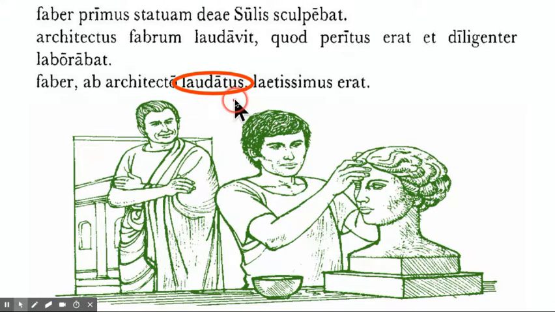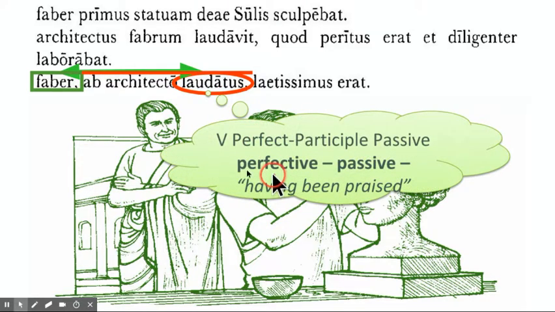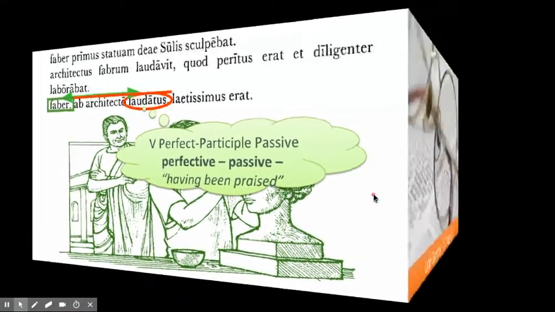Laudatus. Perfect participle, passive, nominative masculine singular, agreeing with faber. The craftsman having been praised. So when you analyze it, it's perfective aspect, having, no tense, passive voice, no mood: having been praised.